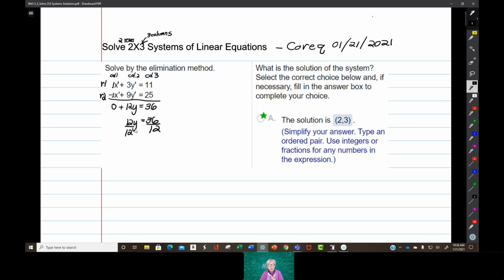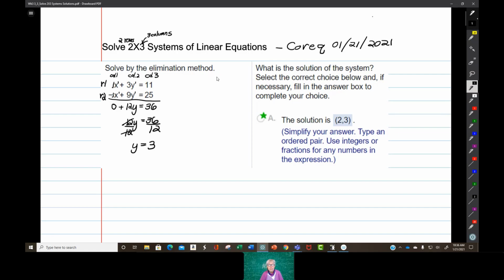Which leaves us with 12y equals 36. And then to solve for y, I divide both sides by 12. The 12s over here cancel, which is why I did it. And so I'm going to have y equals 36 divided by 12, which is 3. Notice I left the answers in here, so I can check myself and we can check ourselves.